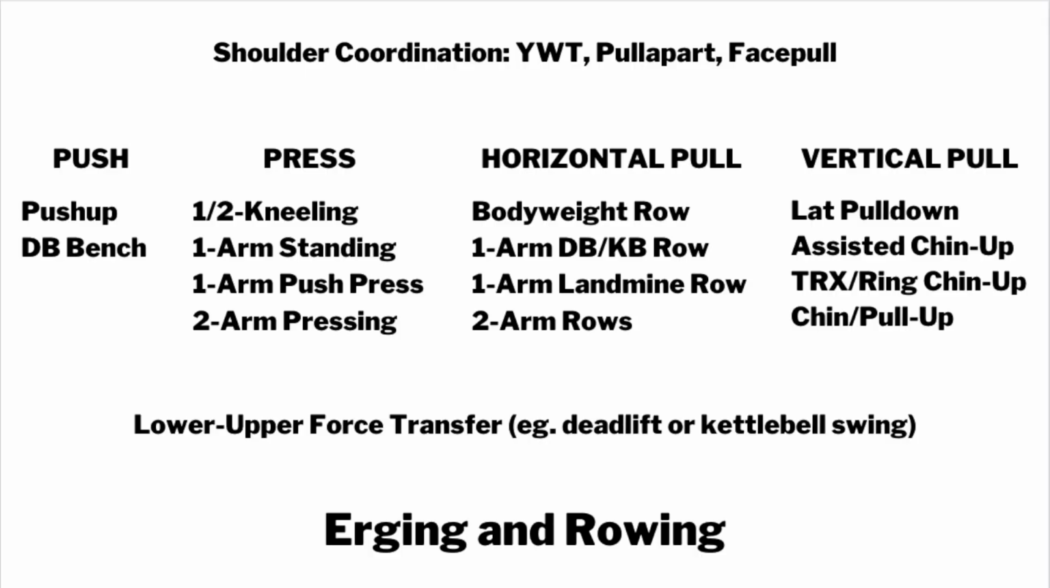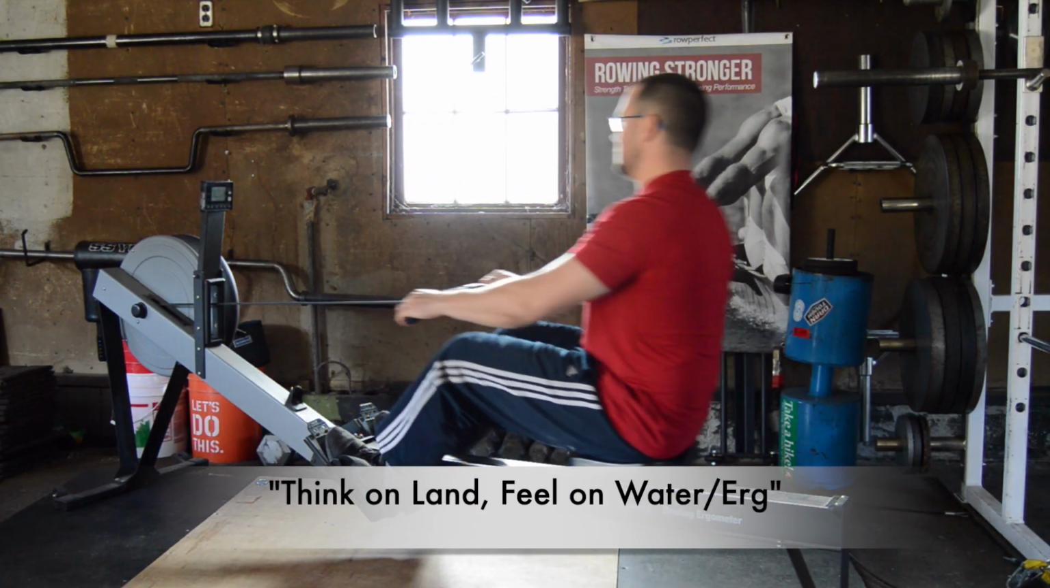I always include YWTs, pull-aparts, and face pulls in my strength training programs in some form. We build on them with any horizontal and vertical pulling exercises like rows, chin ups, or lat pull downs, as well as horizontal and vertical pushing or pressing exercises, plus full body force transfer exercises like deadlifts and kettlebell swings. The same basic skills apply as far as achieving the stable shoulder blade back and down with the moving arm bone or implement held in the hand.